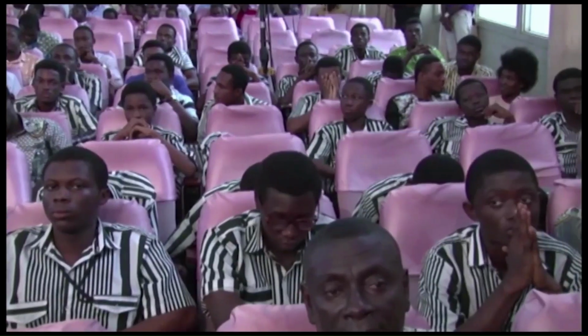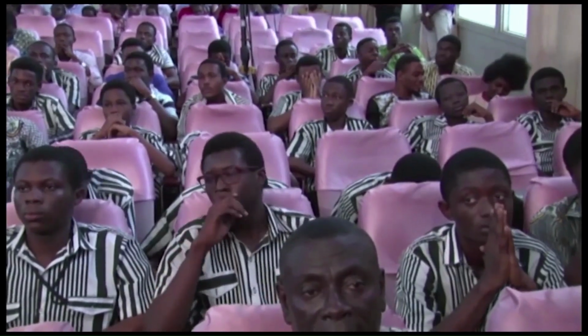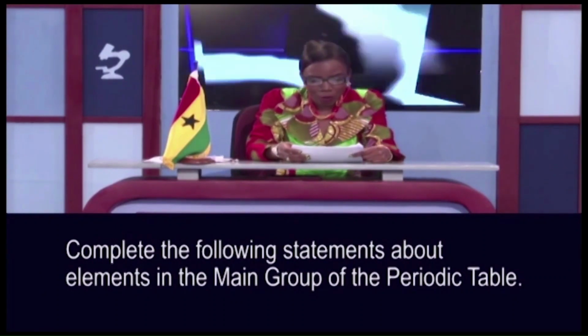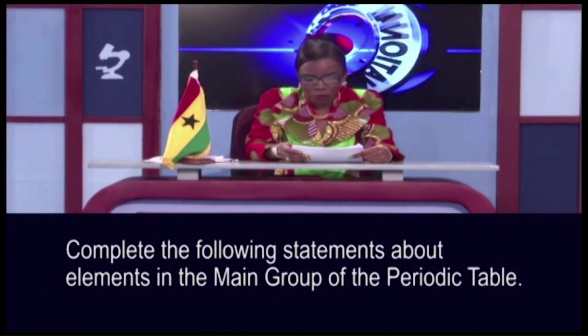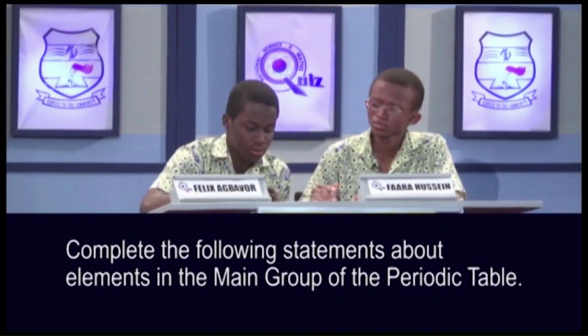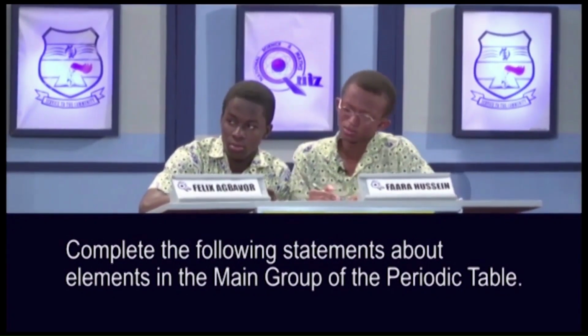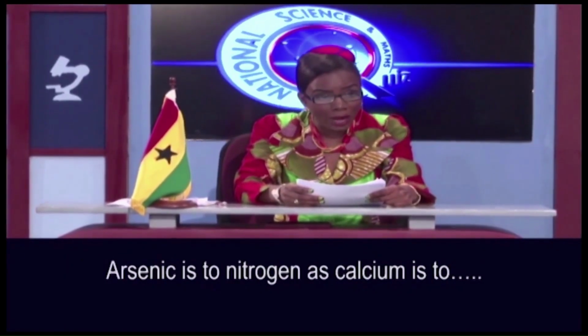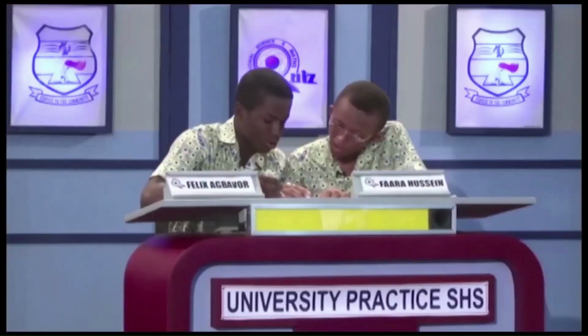Best wishes once again, I'm starting with University Practice Senior High School. But before I come to you, I have a preamble for all schools. Complete the following statements about elements in the main group of the periodic table. That's the preamble. Did you get your preamble? All right. University Practice. Arsenic is to nitrogen as calcium is to blank. Yes, Felix? Beryllium. You're right.